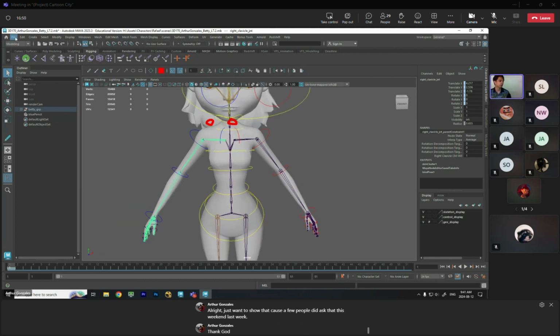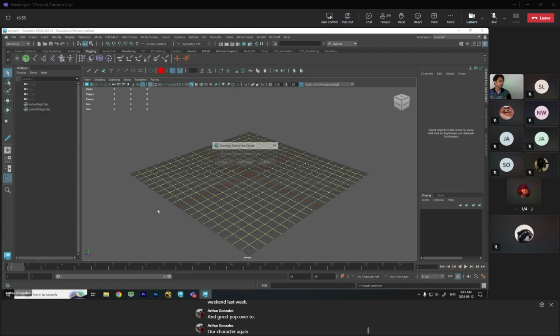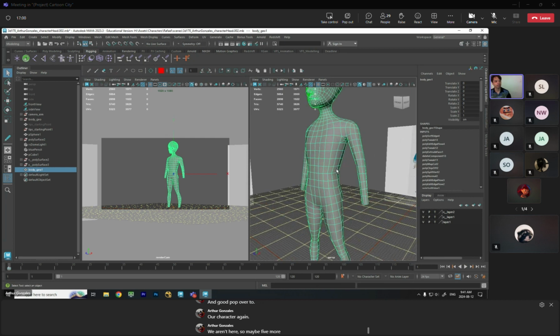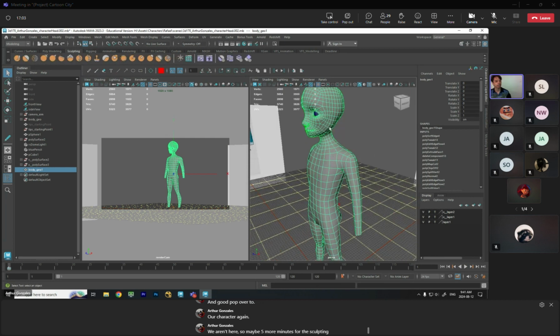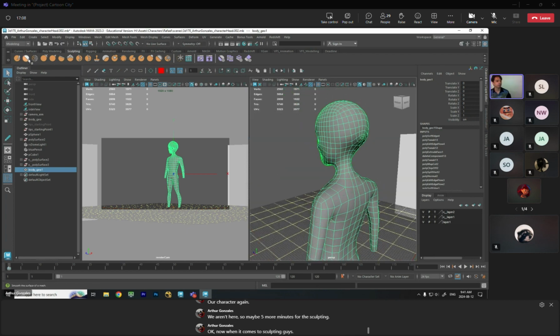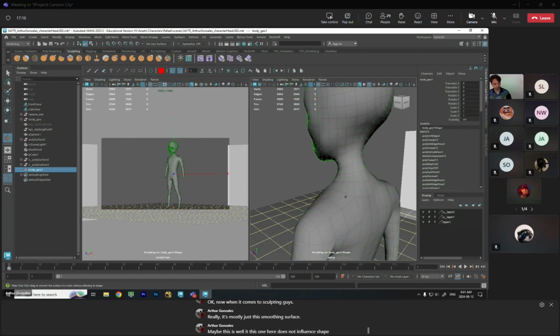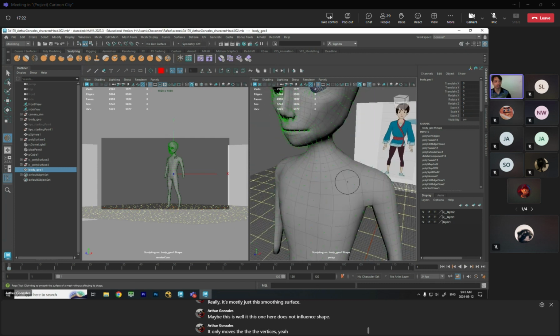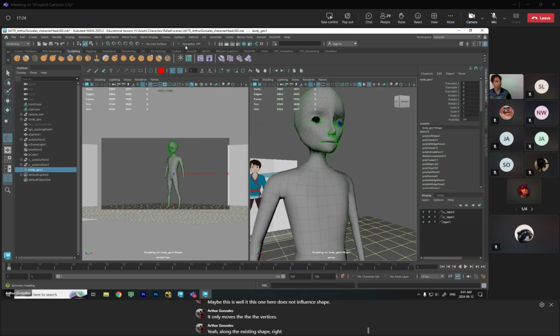Okay, I'm gonna hop over to our character again. We are here. Okay, so maybe 5 more minutes for the sculpting. Okay. When it comes to sculpting, guys, really it's mostly just this smoothing the surface. Maybe this as well. This one here does not influence shape. It only moves the vertices along the existing shape, right? And make sure you have your symmetry on when you do this.